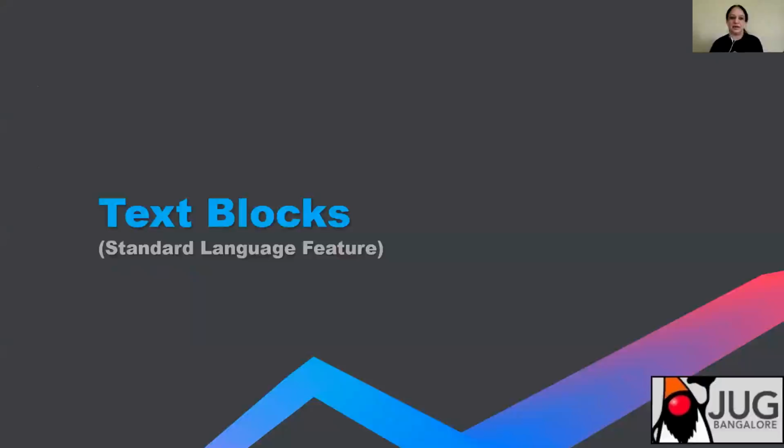Okay, so we are on to the last language feature which has been added in Java 15, which is text blocks. And this has been added as a standard language feature now. It was introduced as a preview language feature in Java 13. So let's see what this feature is about.